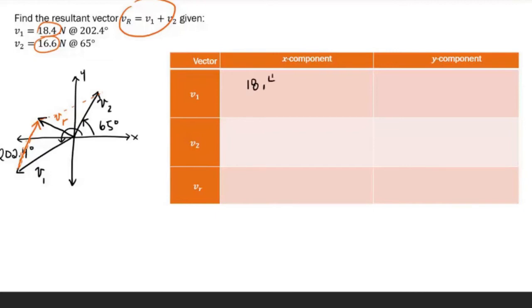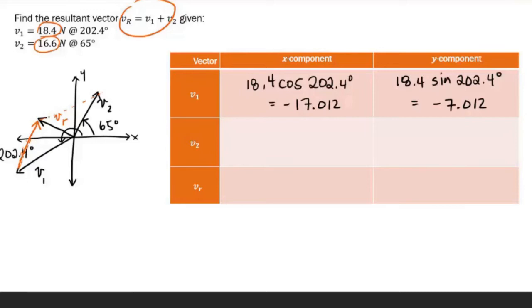So vector 1 has an x component of 18.4 times the cosine of 202.4 degrees. And its y component will be 18.4, the magnitude of the vector, times the sine of its angle. So the sine of 202.4 degrees. Again, I'm just going to use this expression when I go to add the two vectors, but just to show you what those components look like, I have evaluated them. So the x component is negative 17.012 and the y component is negative 7.012. What's going on here? Well, we're in quadrant 3. So of course we're going to have to move in the negative direction along the x-axis and along the negative direction in the y-axis. It's the only way for us to end up in quadrant 3.